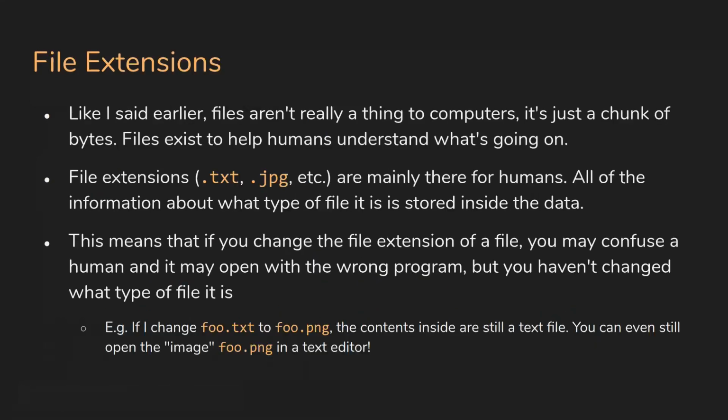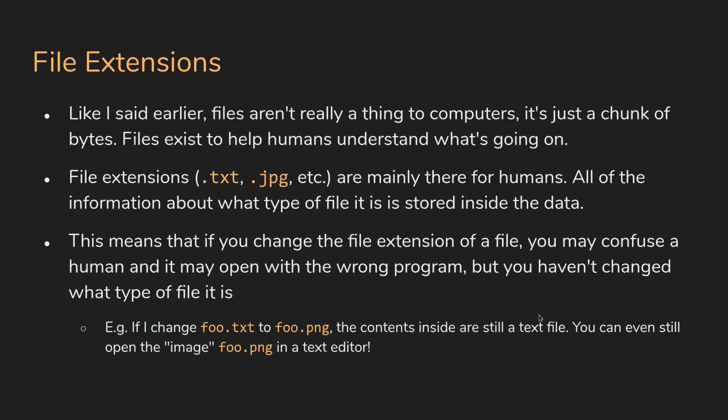So, file extensions. Like I said earlier, files aren't really a thing to computers. It's just a big chunk of bytes. Files exist to help humans understand what's going on, and that's pretty much it. So file extensions like .txt or .jpeg are mainly there for the humans. All of the information about what type of file it is is stored inside the data of the file.